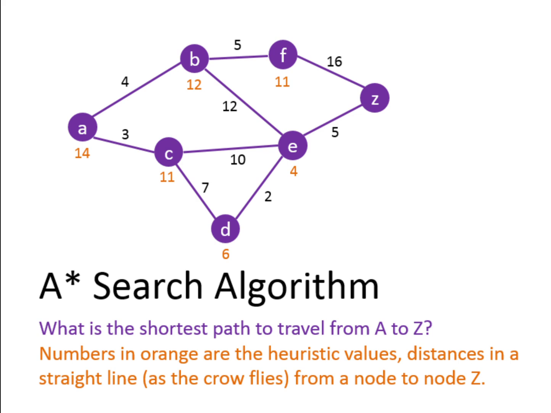This graph shows you the nodes from A to Z. We are supposed to identify the shortest path to travel from A to Z. The distance is mentioned in the straight line, as the crow flies. Also, the heuristic value has been mentioned in the orange color from node A to Z. Z doesn't have any heuristic value since it's the destination, so the heuristic value for that is 0.